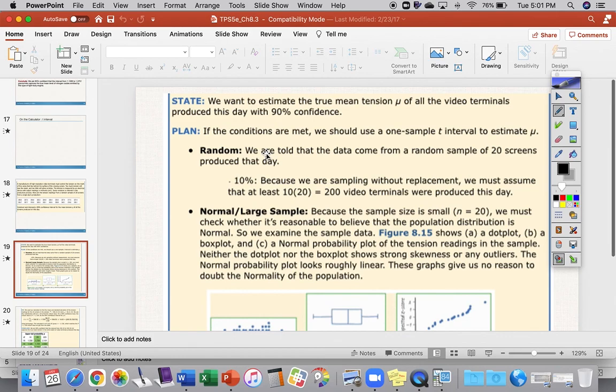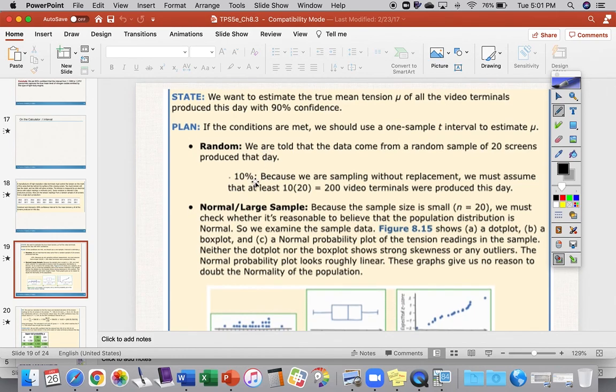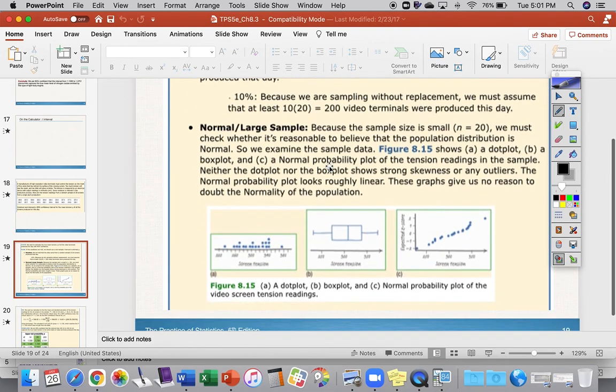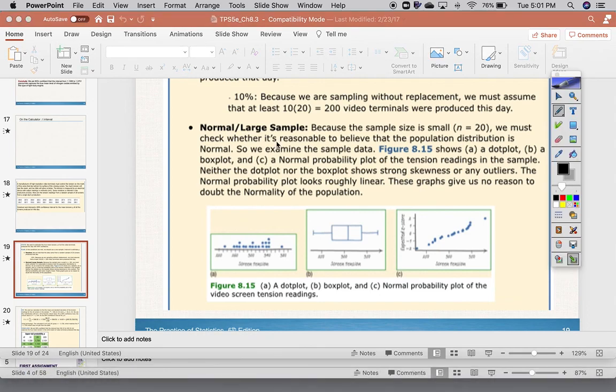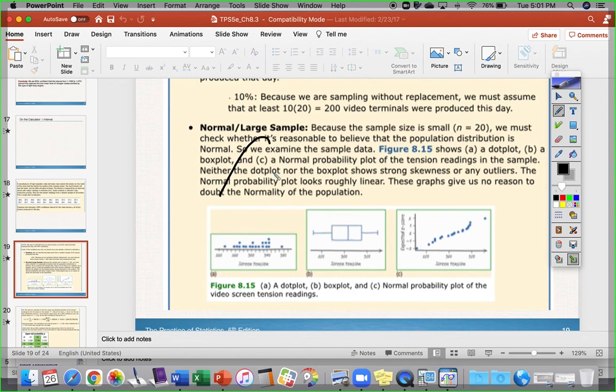Random was stated in the question. 10%. There are at least 200 video terminals produced. Sure, 10%. Now, normal. This is where it gets challenging because we don't have a normal population. We don't have sample size greater than 30. I'm not reading you all of the nonsense the book says. Stop here. Don't do all of this that the book says.